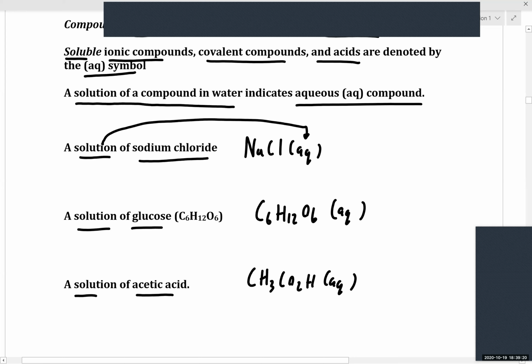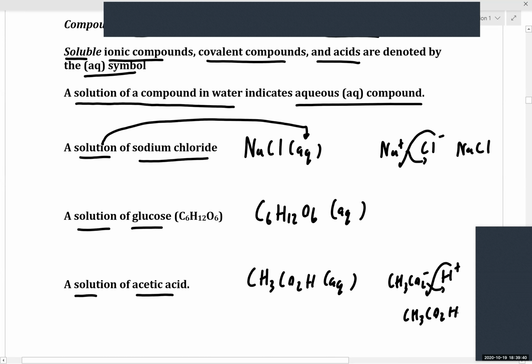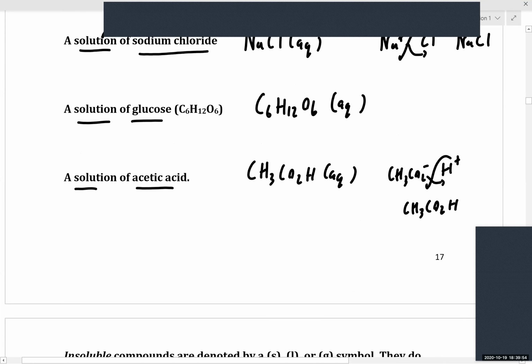Note, because we've gone over the nomenclature rules, you can be expected to have to write out the formula from the name. As a refresher on that, for sodium chloride, we have Na plus and Cl minus. We cross our charges and get NaCl. For acetic acid, it's derived from acetate and H+. We cross our charges and we get CH3CO2H. Does that make sense to everyone so far? Yes. Perfect.